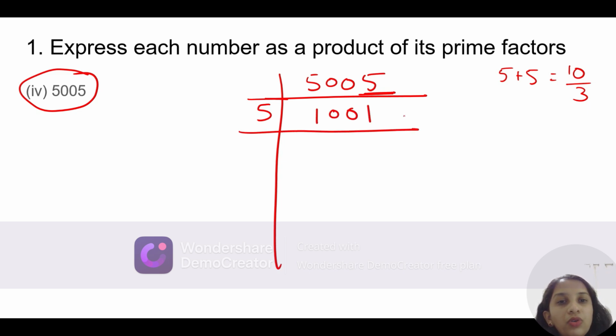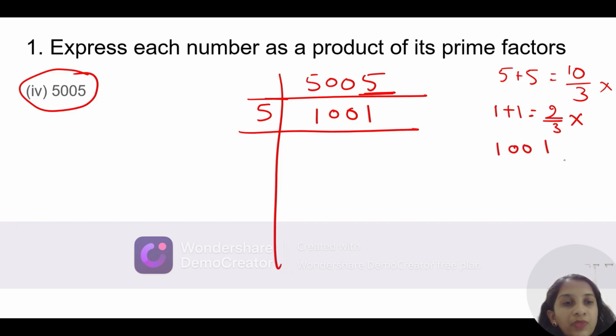Okay. Now, which prime number should I take? Can I take 2? No, it is an odd number. I cannot divide this. Can I take 3? No, because 1 plus 1 equals 2. 2 is not divisible by 3. Okay. Then can I take 5? No, it is not ending with either 0 or 5. So I cannot take this. Can I take 7? Let me check. But how to check if 1001 is divisible by 7 or not? How can I check that? There is a trick, I will tell you.